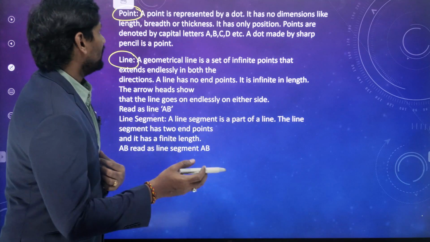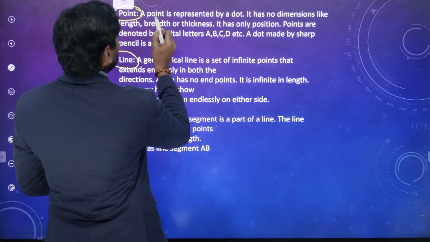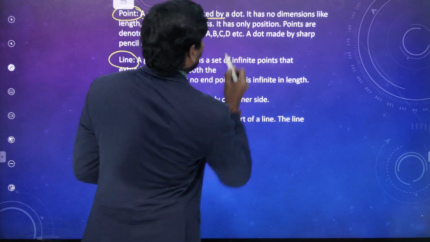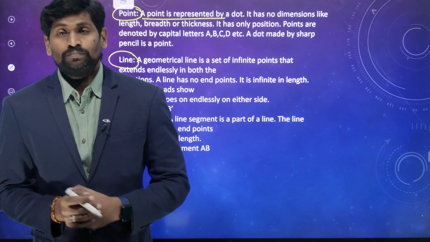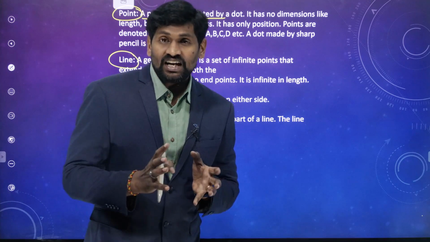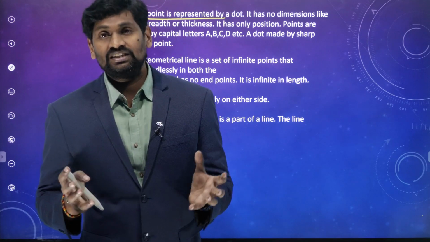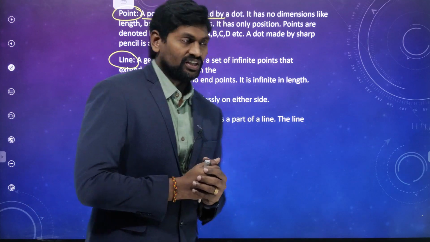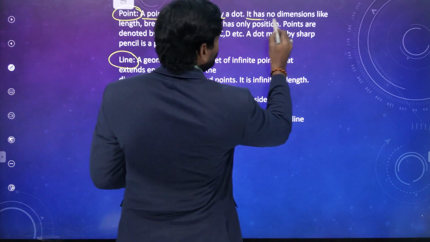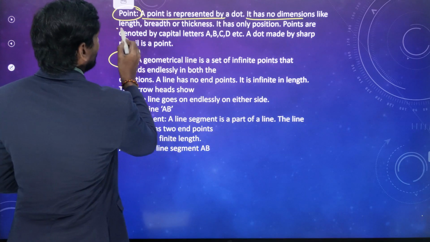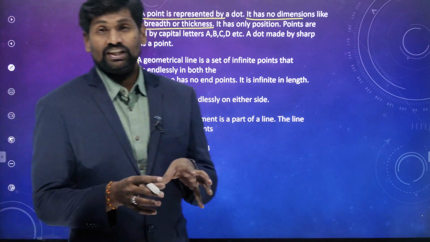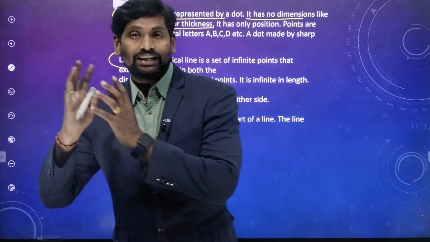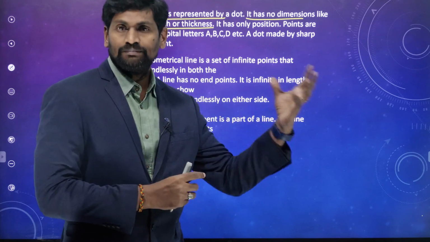See here, it is a no-dimensional object. A point is represented by a dot and it is a no-dimensional object. That means it does not have any length, breadth or height. So it is a no-dimensional object, it does not have any length, breadth or thickness. So we only use this point to represent an exact location or exact place.